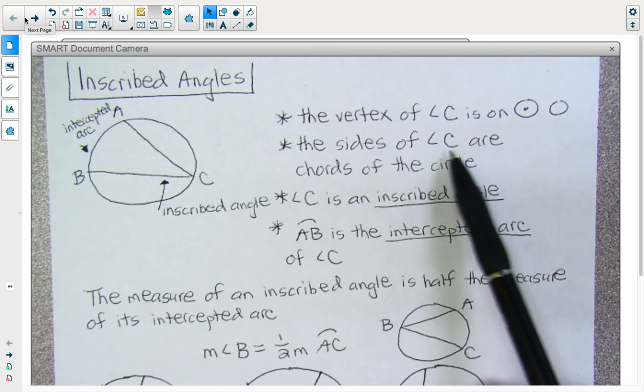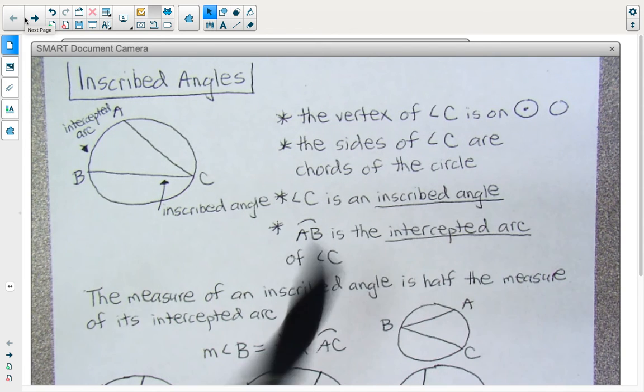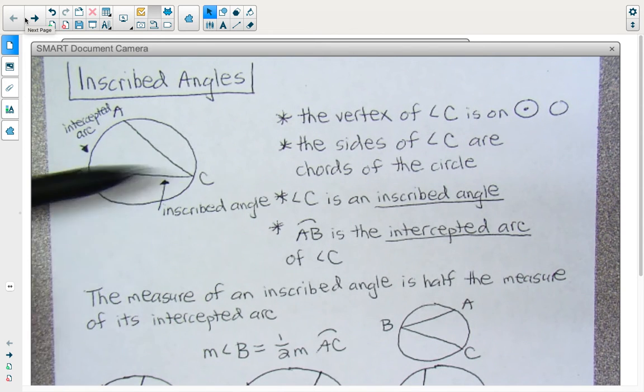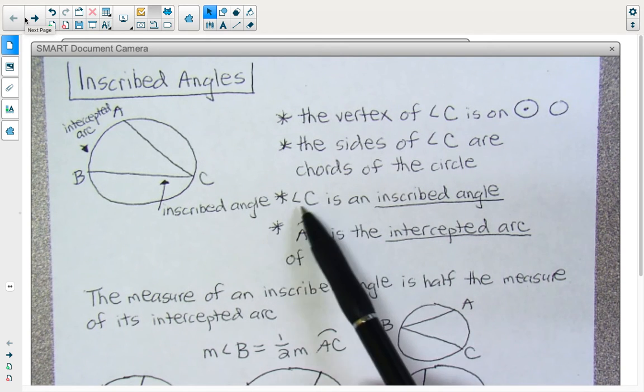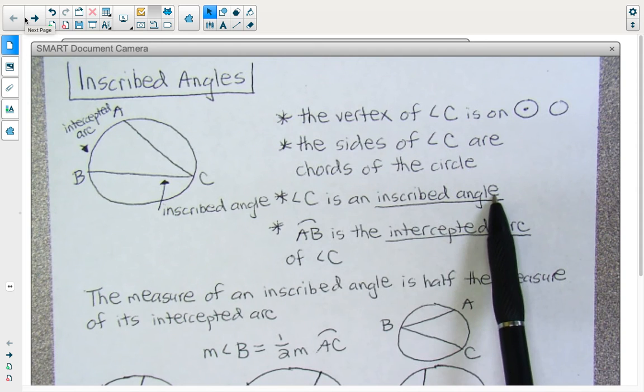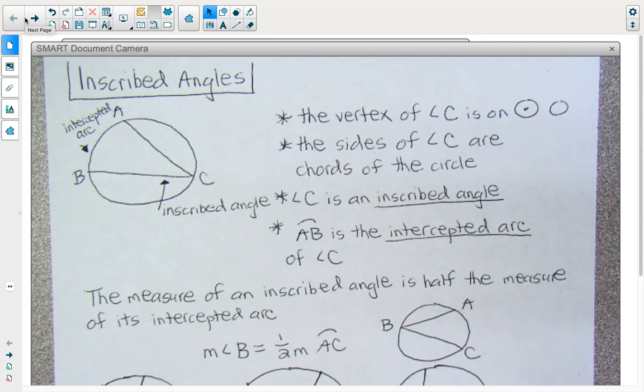The sides of angle C are chords of the circle. AC is a chord, BC is a chord. So the two sides that form angle C, which is an inscribed angle, are chords of the circle. Angle C is an inscribed angle, as I've said a few times already. It's inside of the circle.